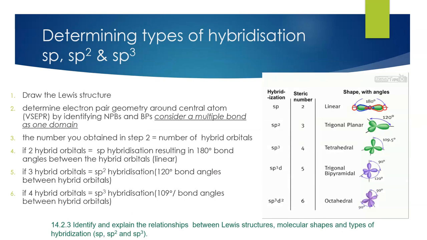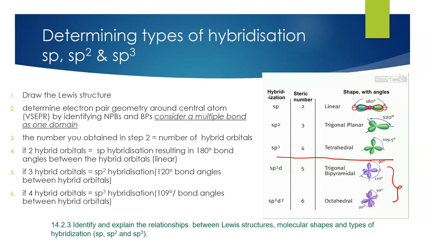Determining the type of hybridization: draw the Lewis structure, determine the electron pair geometry, and consider a multiple bond as 1 domain as normal. Count the number of domains, okay, and that number is the number of hybrid orbitals you get. So if we look here, we have 2 domains, so this will be sp. 3 on a trigonal planar will be sp2, which is 3 hybrid orbitals. Tetrahedral will be sp3, and that's as far as we go. Even though we cover trigonal bipyramidal and octahedral shapes in HL, we do not need to understand their hybridization.